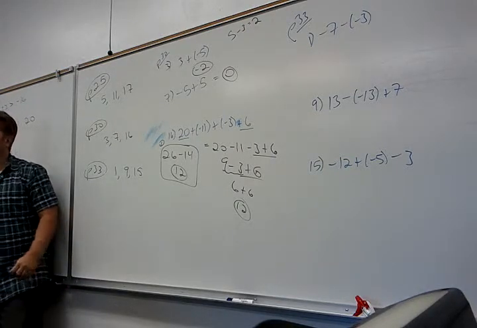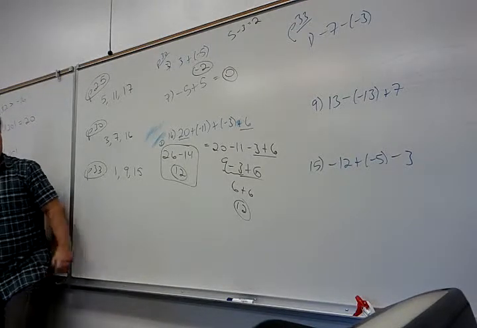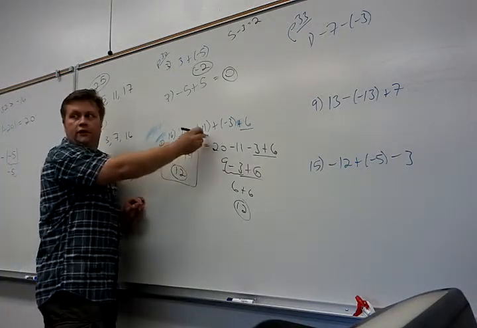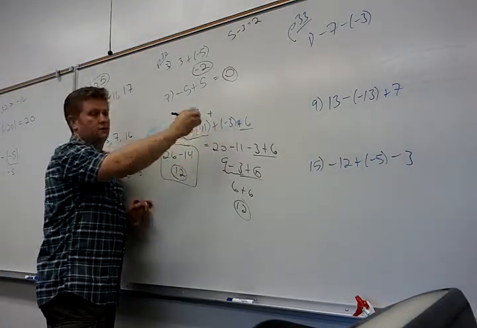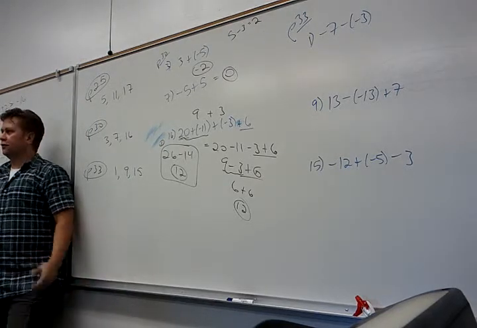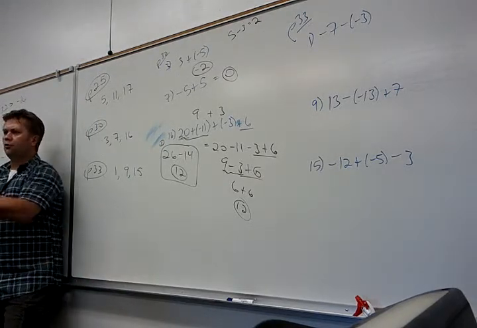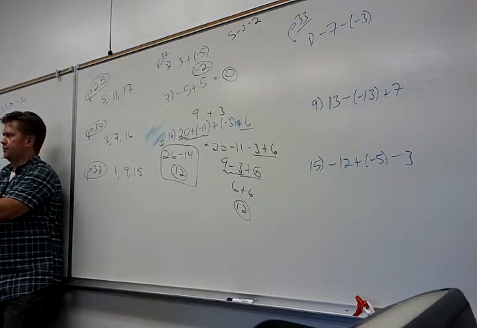Yes, ma'am. I did 9 plus 3, and I still got 12. Did you see where I got that? Yeah, you did 20 plus negative 11 is 9. And what's negative 3 plus 6? 3. And it's still 12, right? So you can add or multiply in whatever order you want. 6 times 8 is the same as 8 times 6.